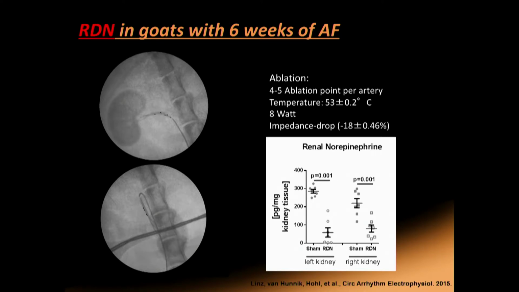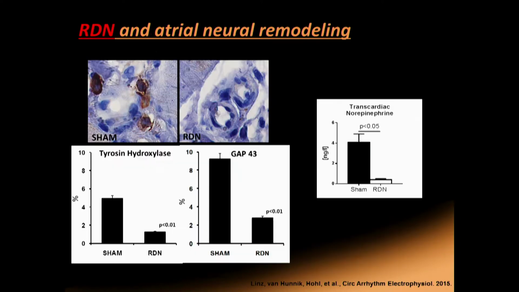We could show that renal denervation significantly reduced renal norepinephrine concentrations in the kidney of those animals, really suggesting that you can denervate the kidney by this intervention. But interestingly, not just in the kidney where you actually perform the intervention, but also in the atrium, a lot of other neural changes can actually be observed.